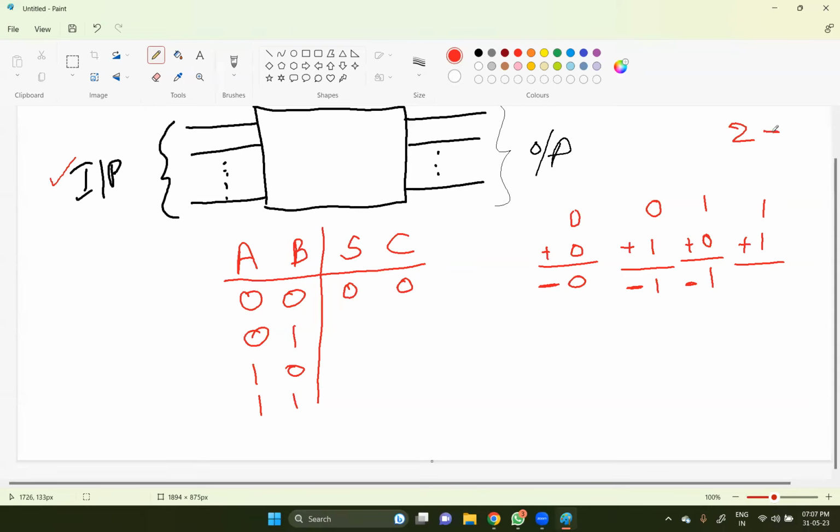And in binary, 2 will be represented as 1 0. 1 0 is the value of 2 here. So therefore, from the half adder point of view, 1 will be the carry and 0 will be the sum here. So this is the sum and this is called the carry, a sum and a carry here.